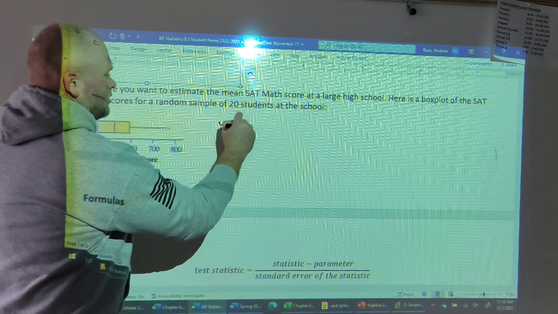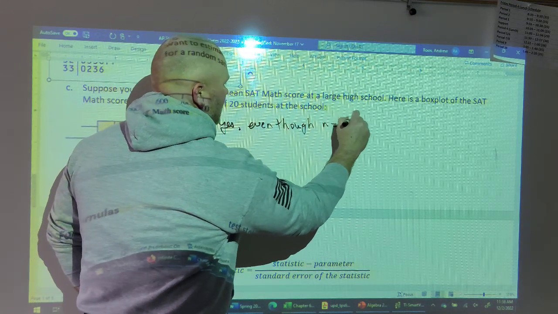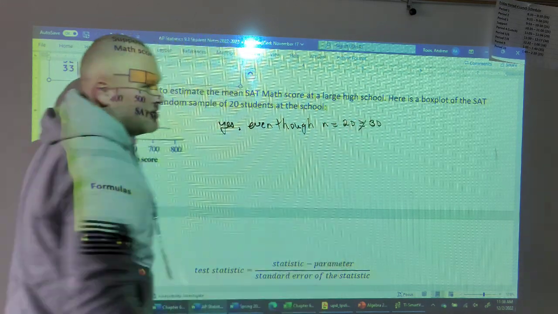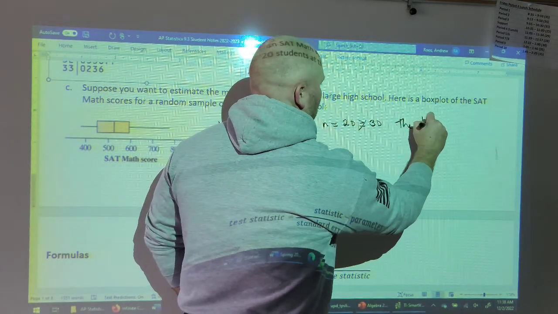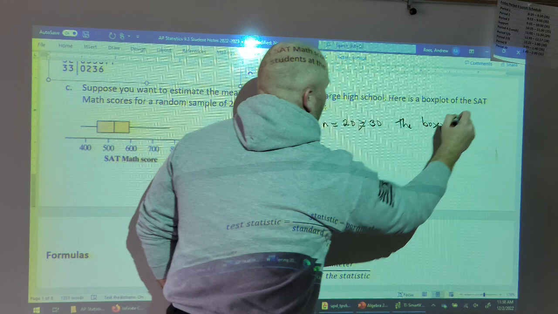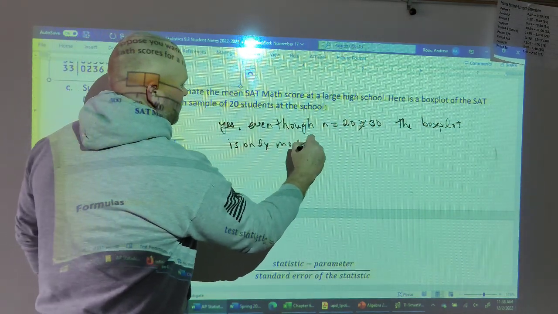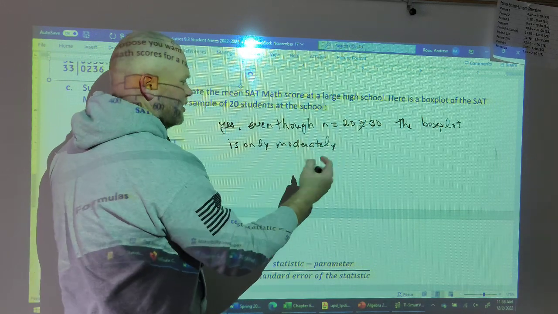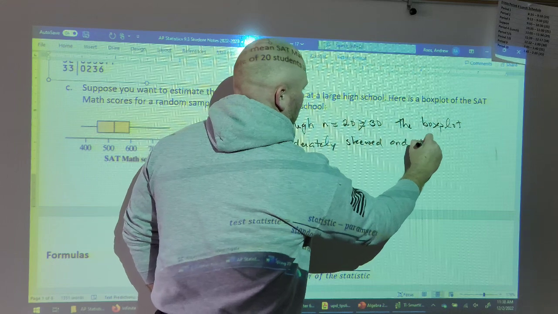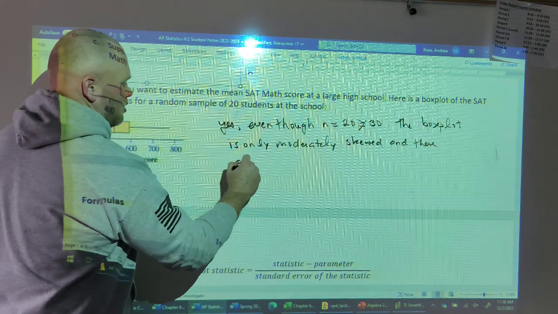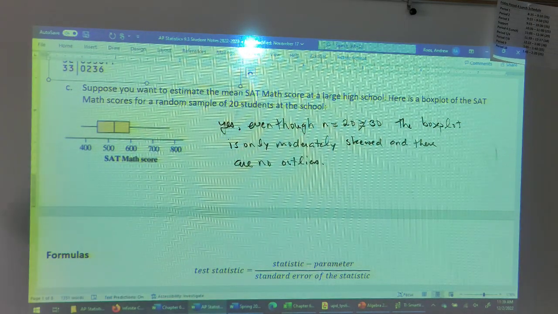So yes, even though n equals 20, which is not greater than or equal to 30, the box plot is only moderately or slightly skewed, and there are no outliers. Okay?